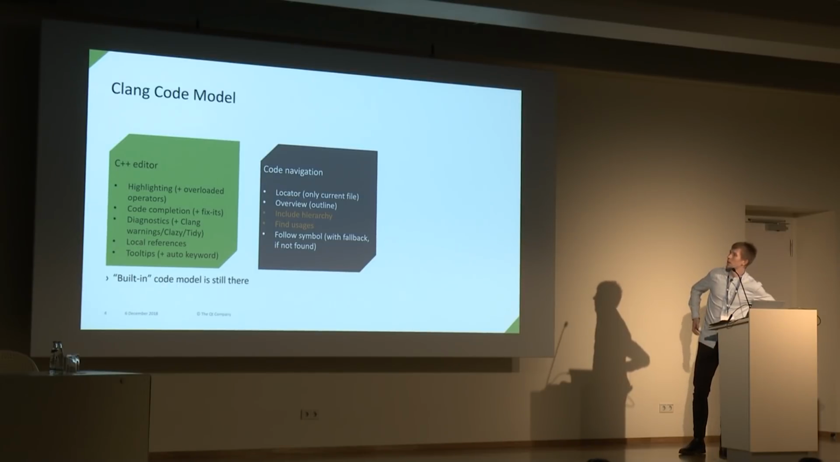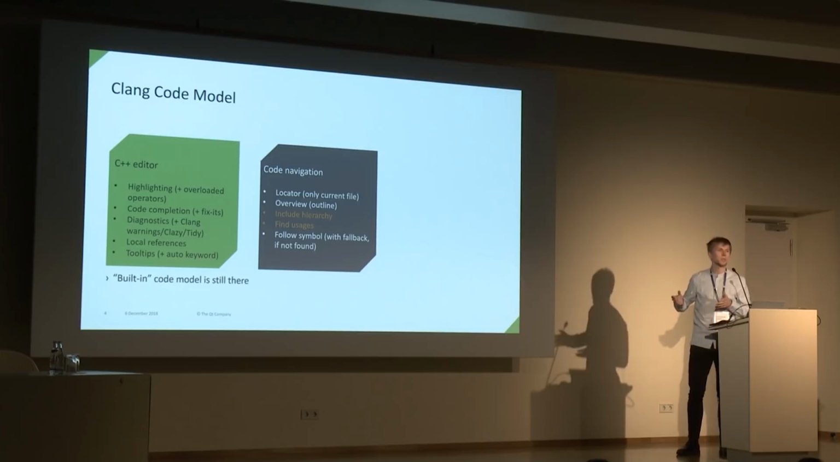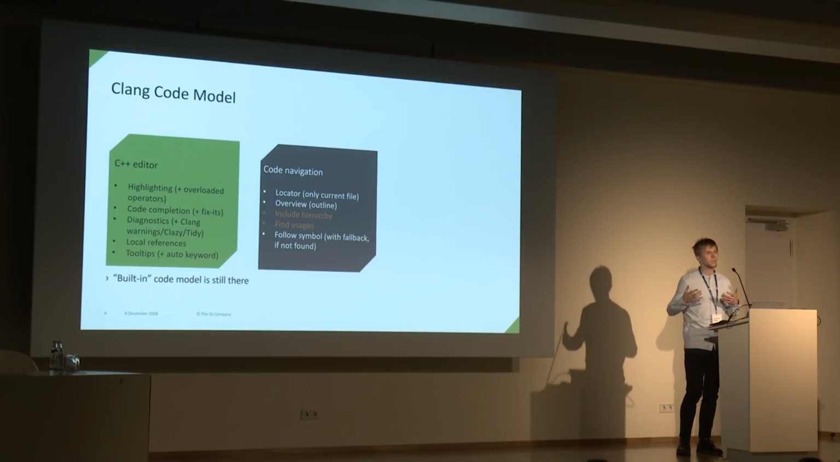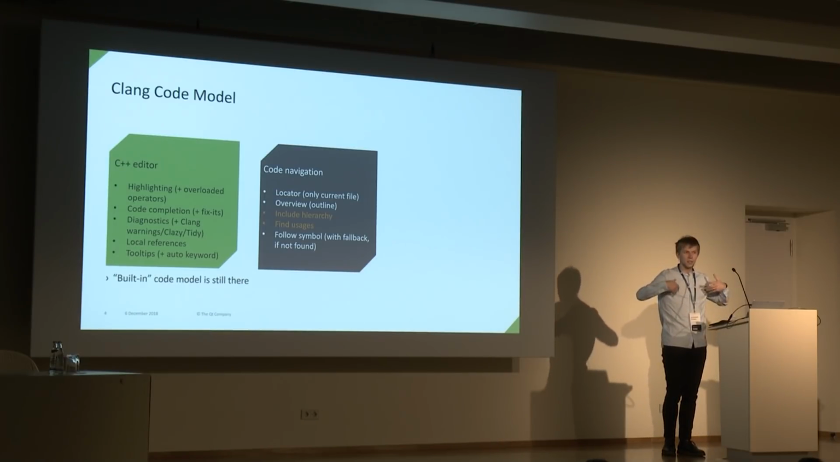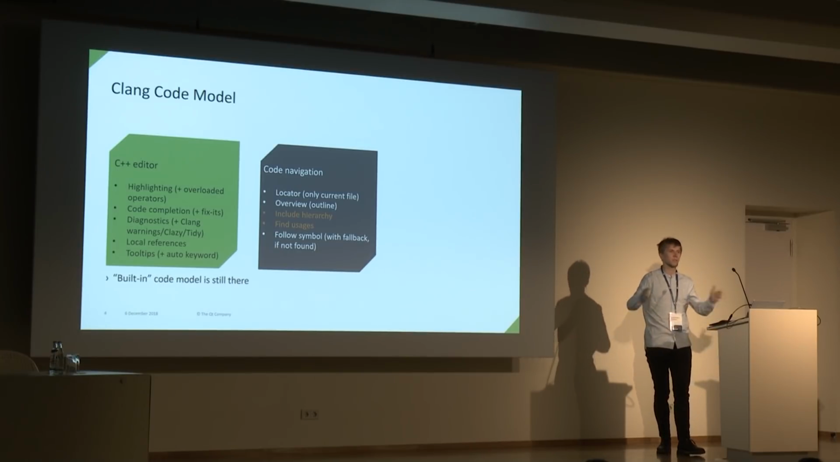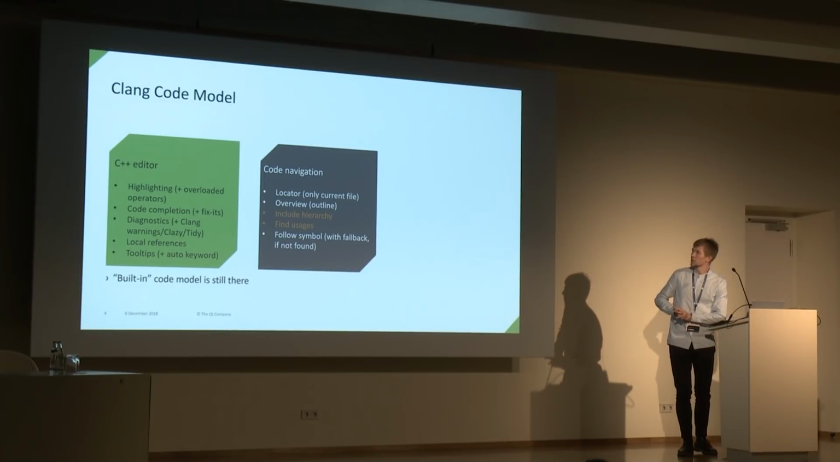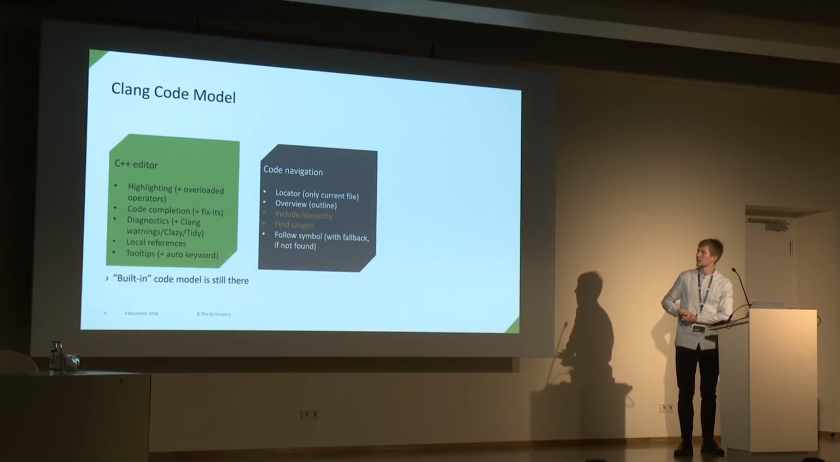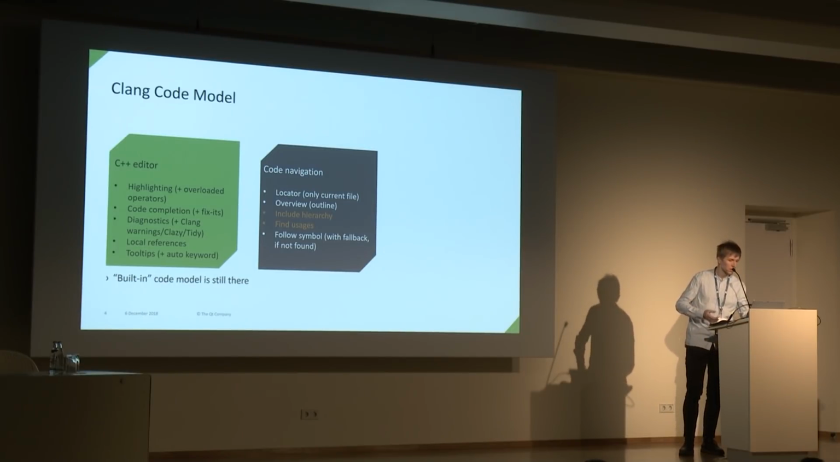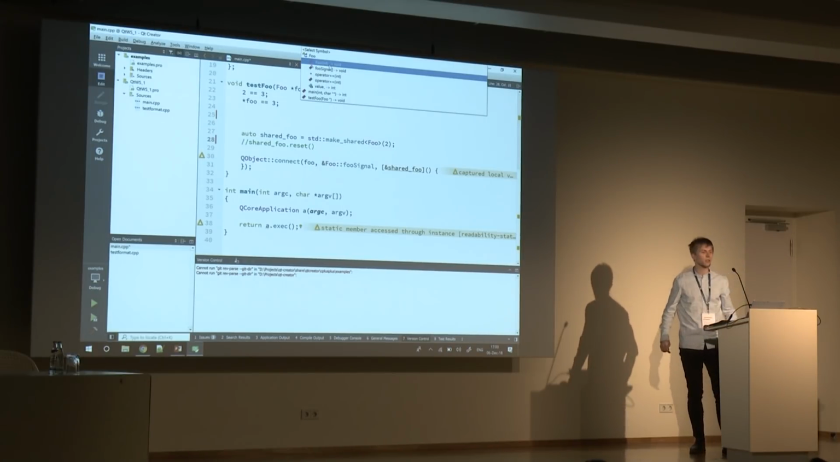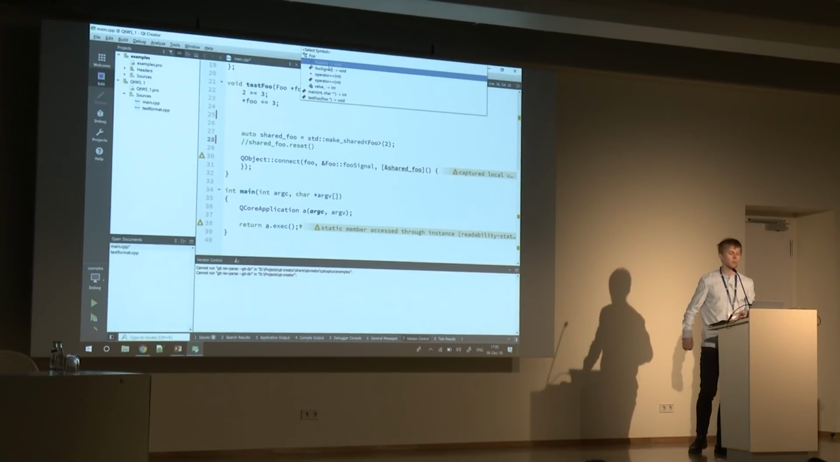About code navigation, not much has changed. Some features are not actually in the Clang code model because it has a limitation that we analyze only one file using it, and we still rely on the built-in code model to gather the complete information about the project. But some of the tools can already utilize Clang capabilities like overview. So here, this tree of global declarations is also built using information from Clang.